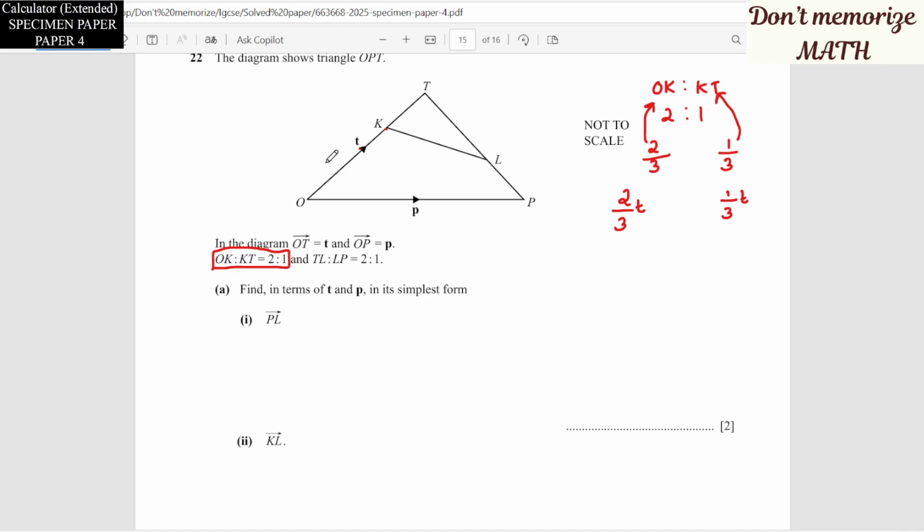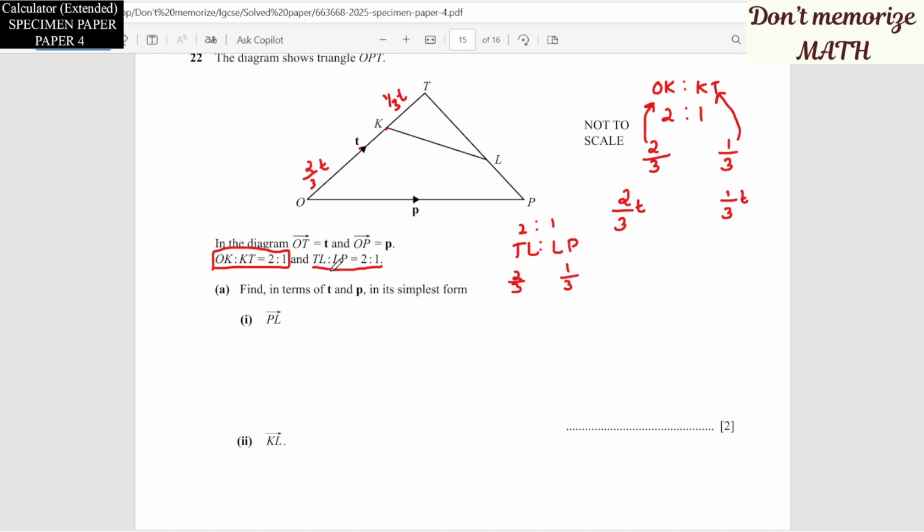So we'll mark here, this part will become 2 over 3 t, and here it will become 1 over 3 t. Then the next ratio is given, TL is to LP is 2 is to 1. In the same way we will write that also. The total ratio is 3. So out of 3, 2 is for TL, and out of 3, 1 is for LP.